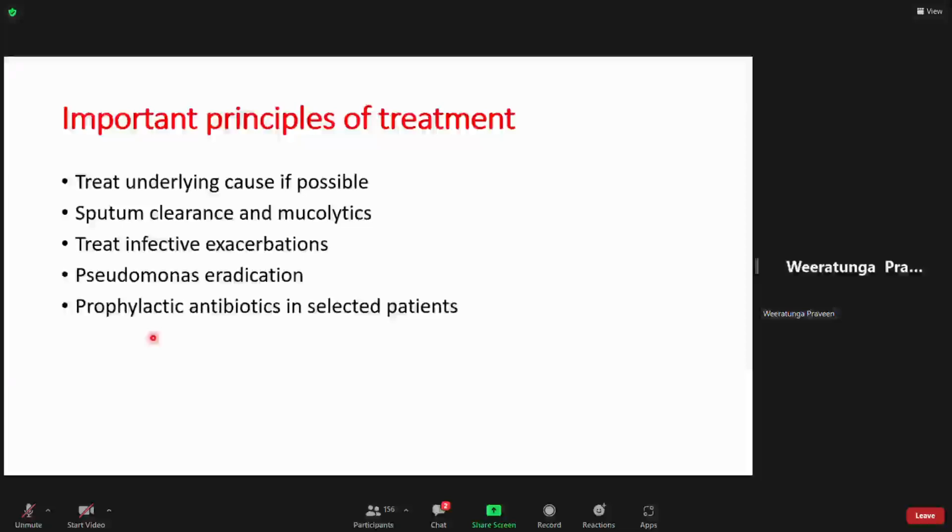I'm telling you all this for the long case, so look at the notes. The exam starts on the 11th, so make sure that you cover all these areas properly. Azithromycin is used in some people, not in everybody, when they have recurrent infective exacerbations of bronchiectasis.